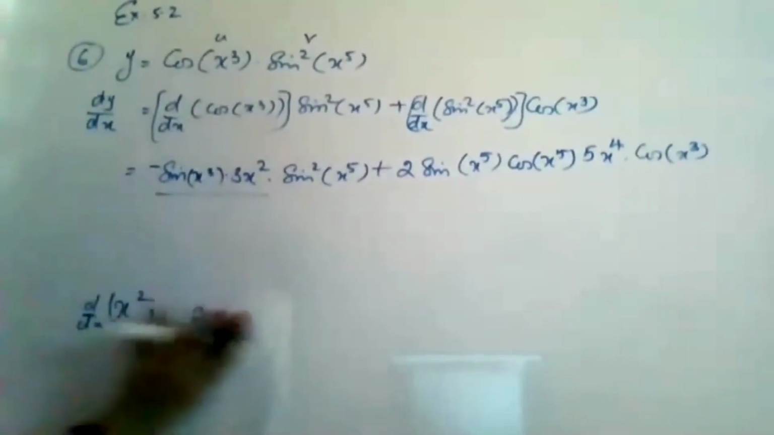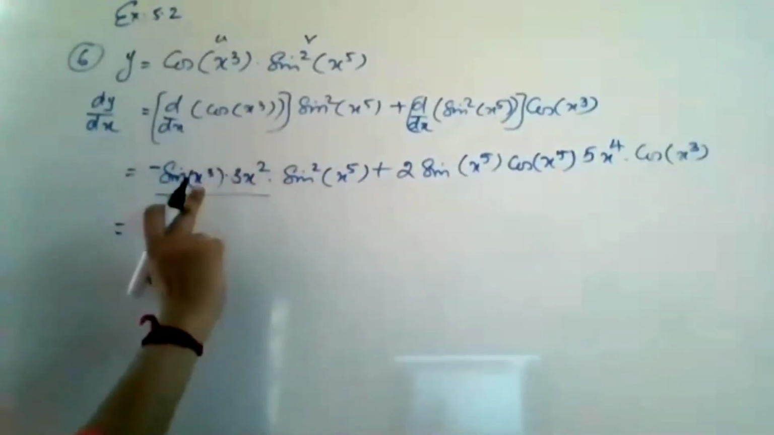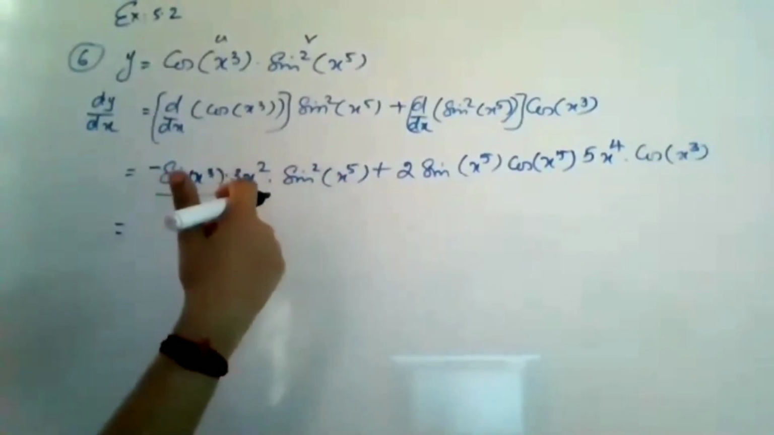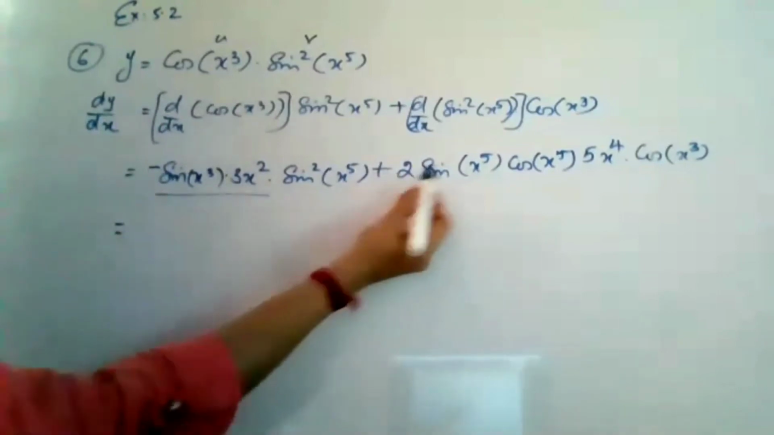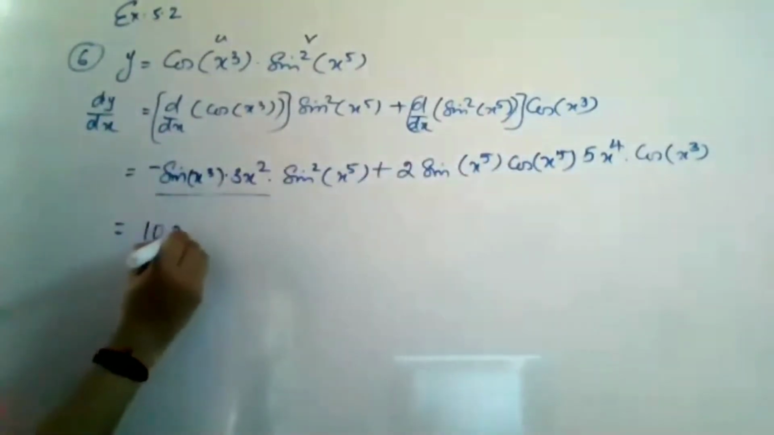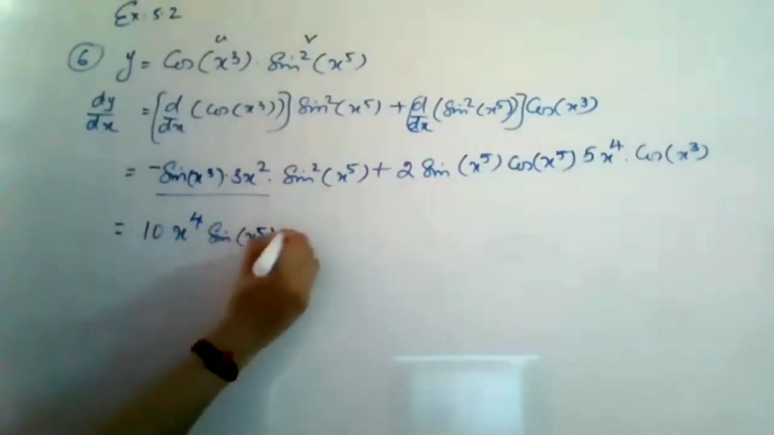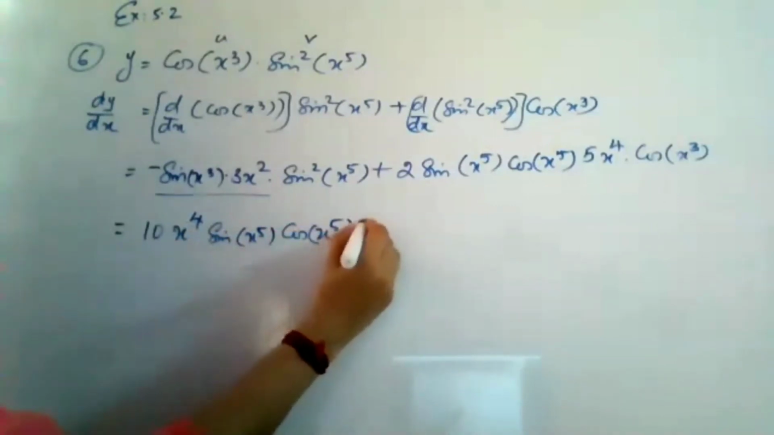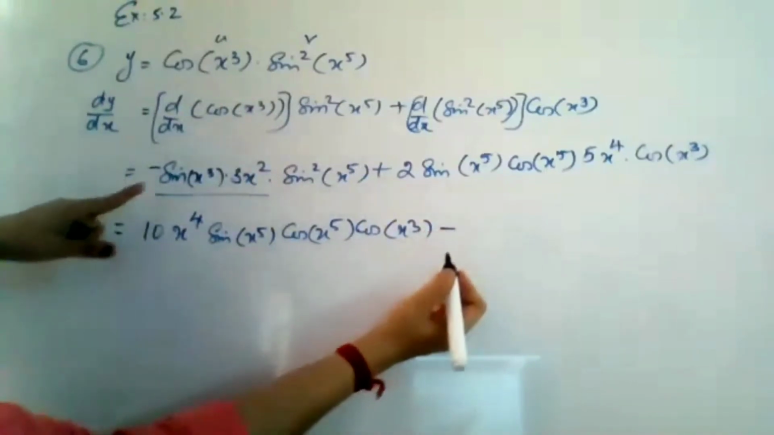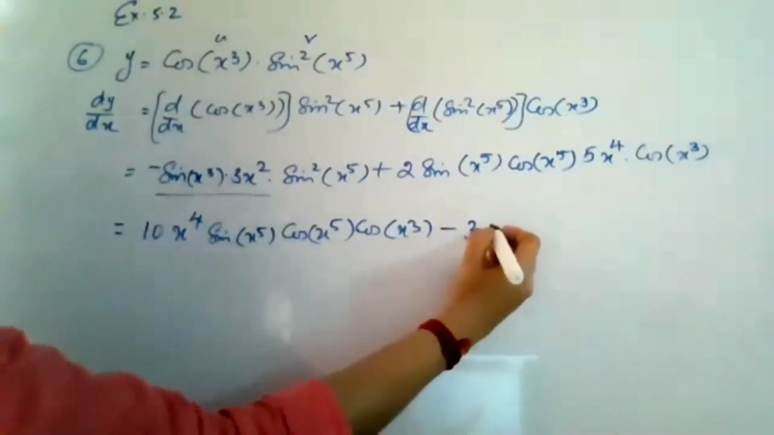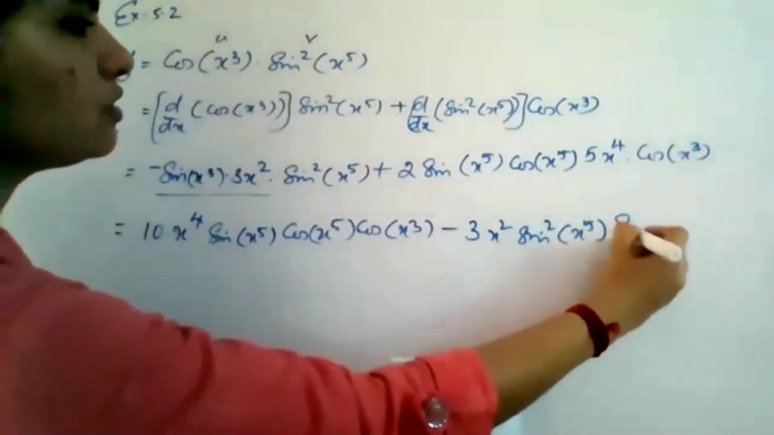Okay, so now we have to just simplify. Actually, this is your answer. Now we have to just simplify. Whether you have anything in common, you can take it out. Otherwise, leave it like this. Okay, we are just rearranging. Here you have 2 and 5, which is 10 x raised to 4. Then you have sine x raised to 5 cos x raised to 5 into cos of x cube. You have one term. The other one is minus. Here you have 3x square sine square of x raised to 5 into sine of.